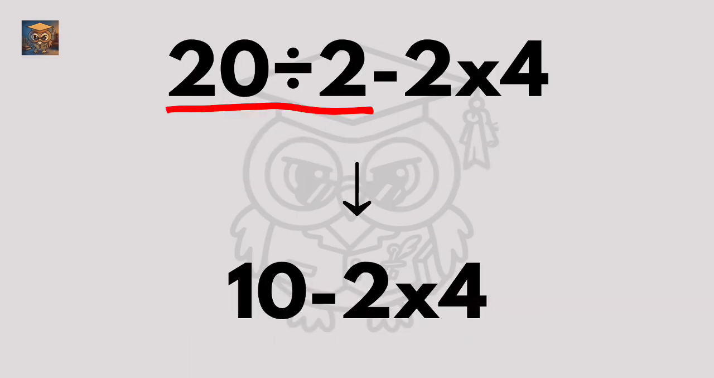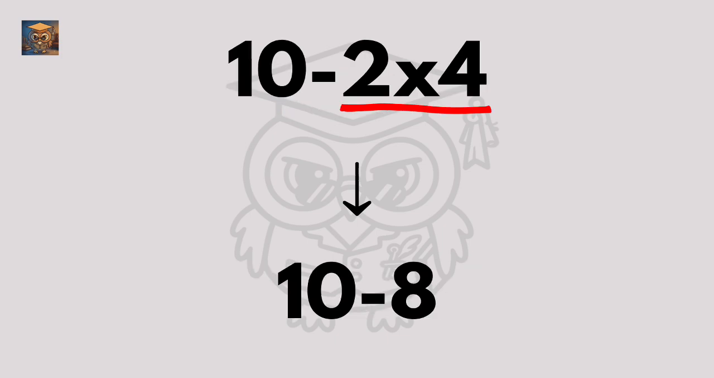Let's execute our first high-priority operation on the far left. We divide 20 by 2, which evaluates cleanly to 10. Dropping that result back into place simplifies our running expression down to 10 minus 2 times 4. Now we look at our remaining two operations, subtraction and multiplication. Because multiplication still outranks subtraction, we must calculate the product next before subtracting anything.